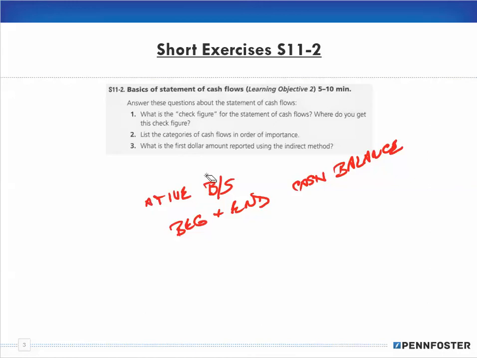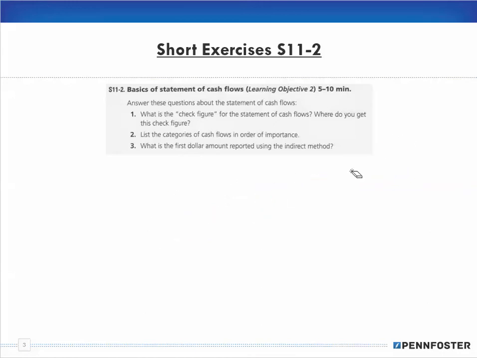Okay. Right. Number 2, list the categories of cash flows in order of importance. You have your operating activities, then you have your investing activities, and then you have your financing activities in that order on your statement of cash flows. And what is the first dollar amount reported using the indirect method? That is your net income, which comes from your income statement. All right, that's simple.